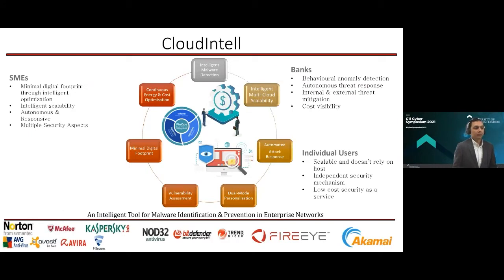So that's where Cloud Intel comes in. It provides intelligent malware detection and intelligent multi-cloud scalability for SMEs. It offers minimal digital footprint through intelligent optimization, intelligent scalability, and autonomous and responsive behavior, with multiple security aspects. For banks, it offers behavioral anomaly detection, autonomous threat response, internal and external threat mitigation, and cost visibility.